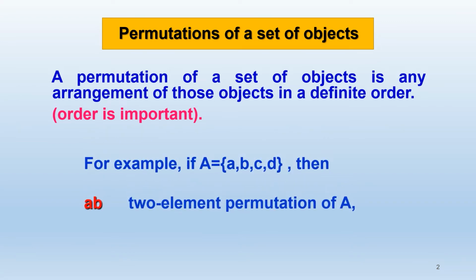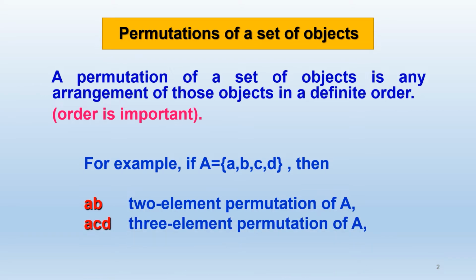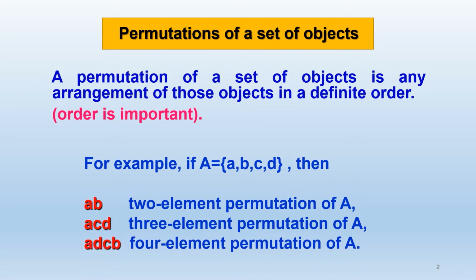For example, if we have A, which consists of elements A, B, C, and D, then AB is what we call as two-element permutation of A. And ACD is three-element permutation of A. And ADCB or ABCD is four-element permutation of A.